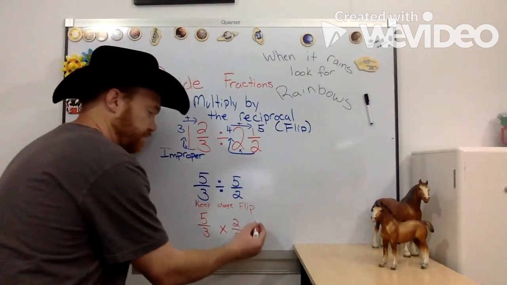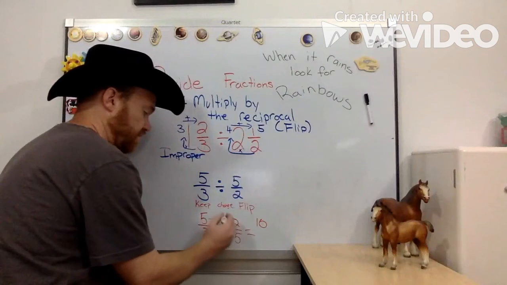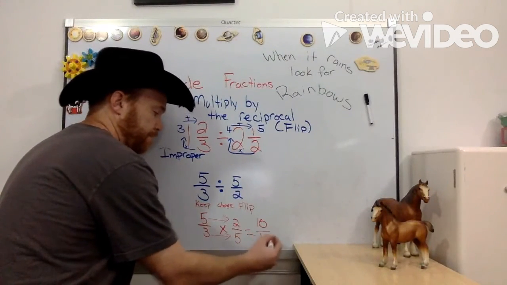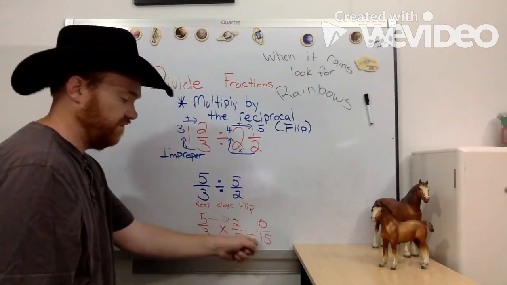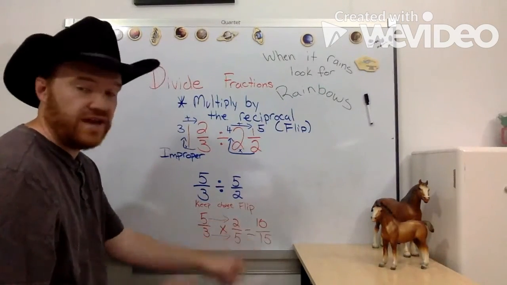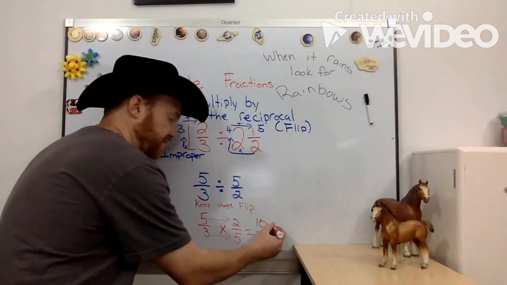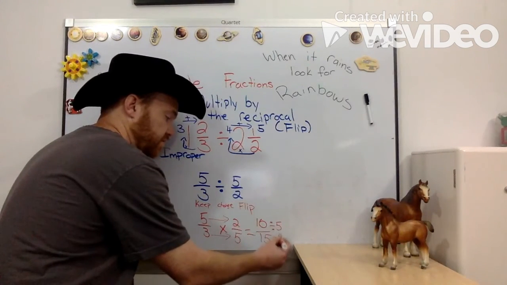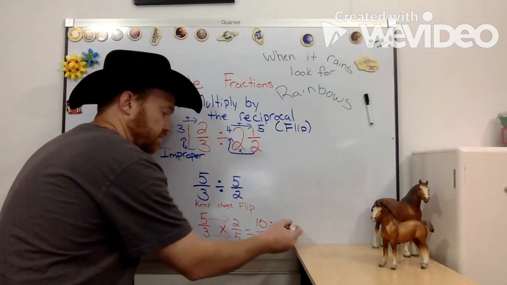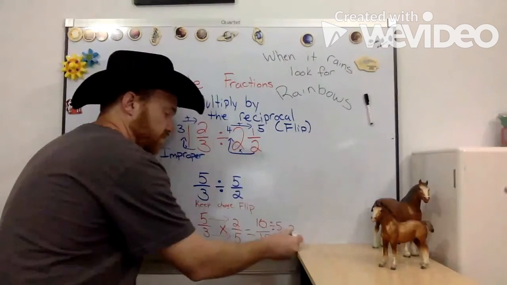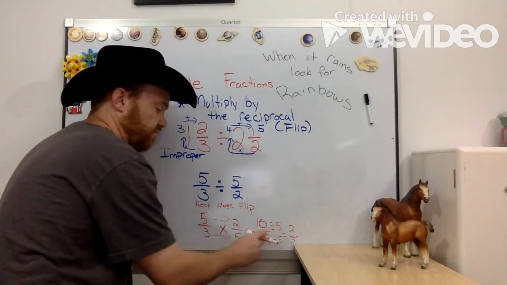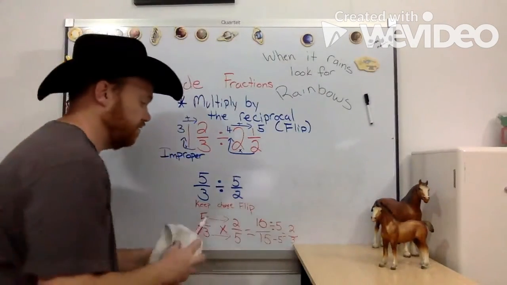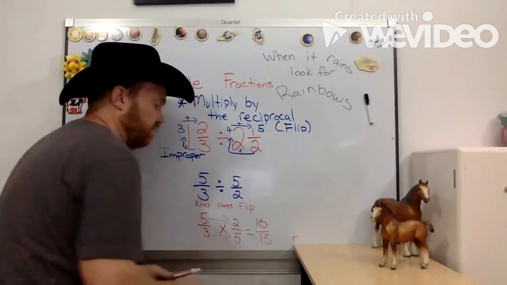5 times 2 is 10, because I multiply straight across. 3 times 5 is 15. 10/15 is what my answer is, but I look at that and yes, I can simplify. Common factor of 5 for both of these. Sorry, I kind of squished that in there a little bit. Let me bring that to the top so you can see it a little better.